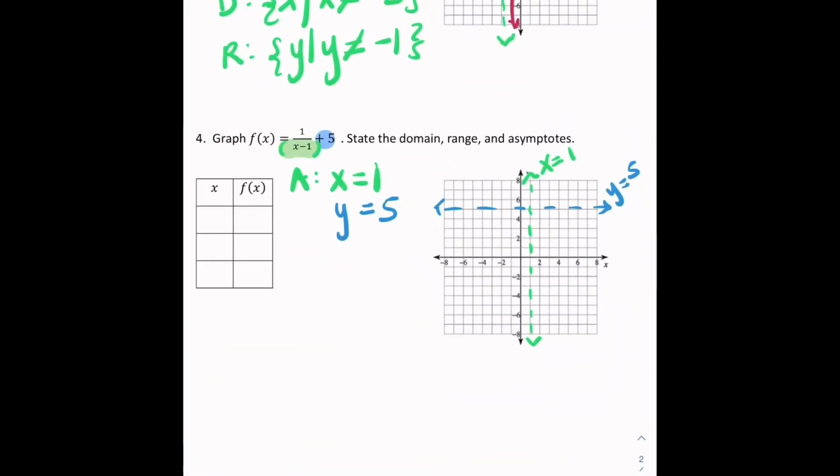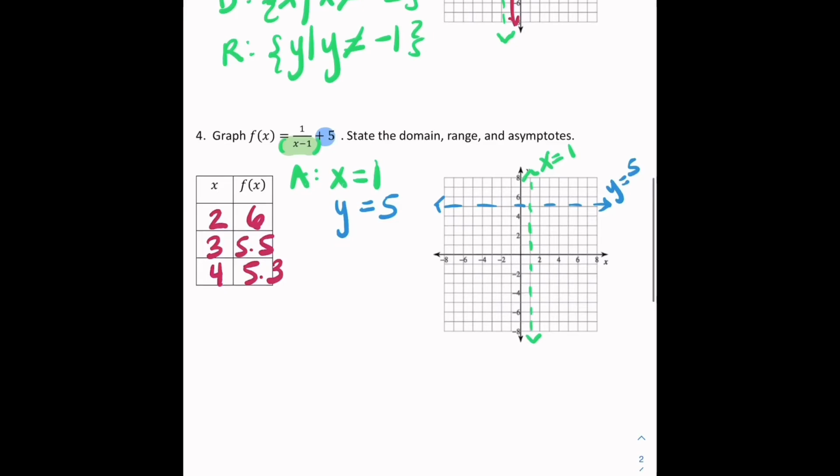So let's copy those down. We had 2, 6, 3, 5.5, and 4, 5.3. And I'm going to go ahead and plot them as well on my graph here. So 2, 6, 3, 5.5, 4, 5.3. So we're getting super close. Our points are very close together.